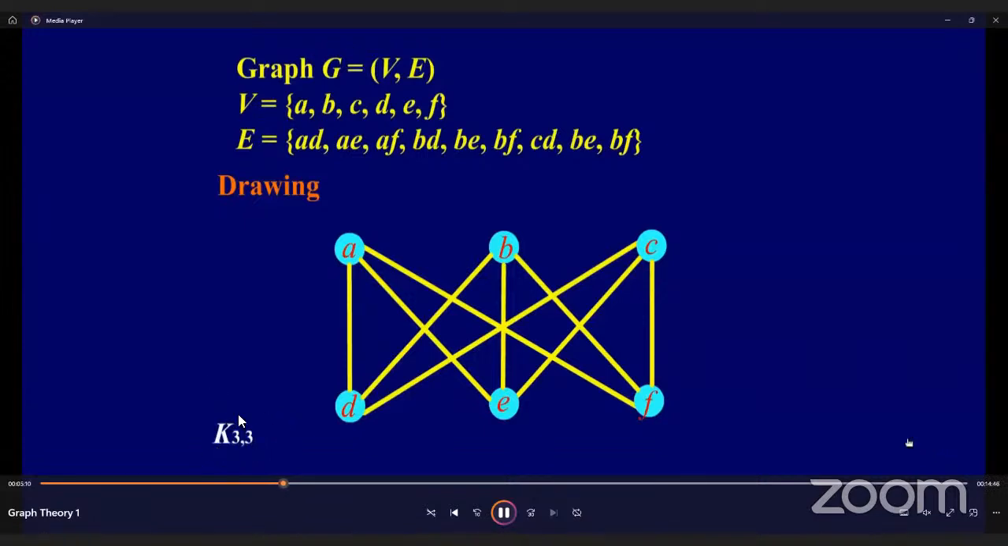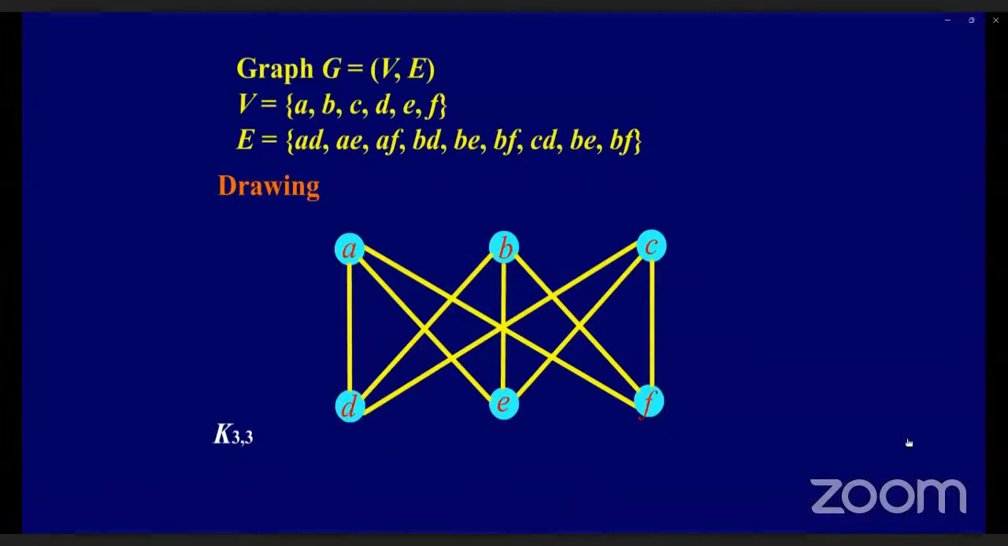Now, the K is taken from the one who worked on this graph. He is actually Kuratowski. So he did not invent this graph, but he studied the property of this graph in relation to the crossing number.